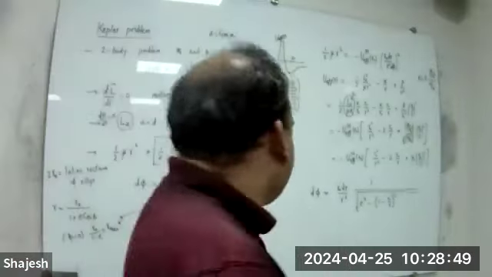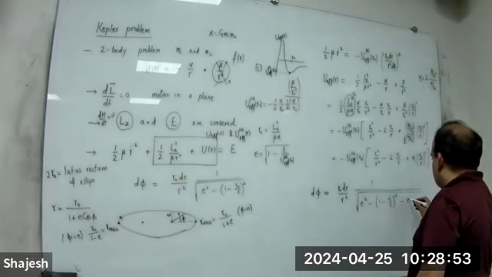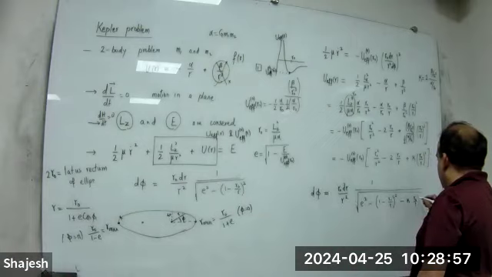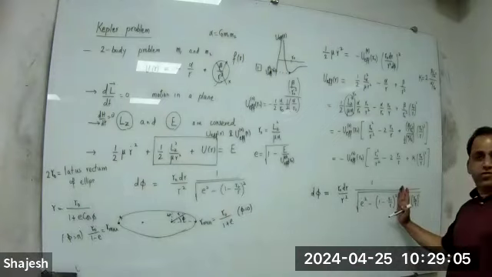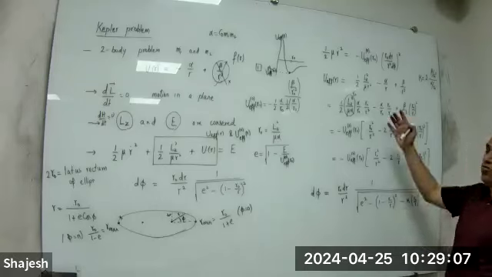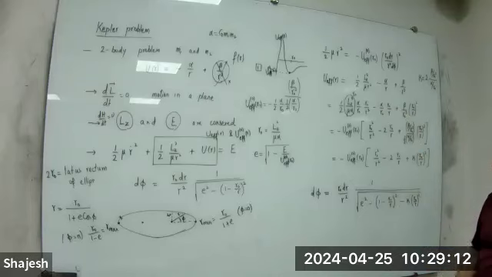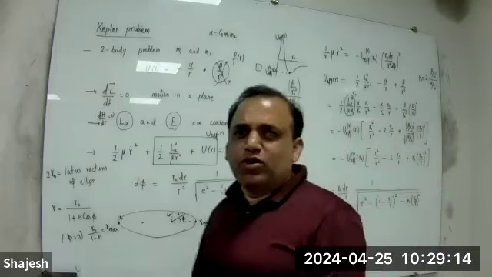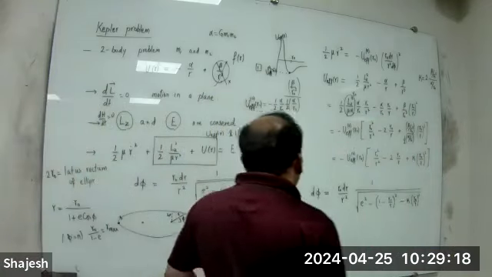Minus R naught over R cube. Earlier we had only this much, and this new correction is bringing in a new term. Now, one would expect that this should be straightforward to do, but there is a challenge in this.